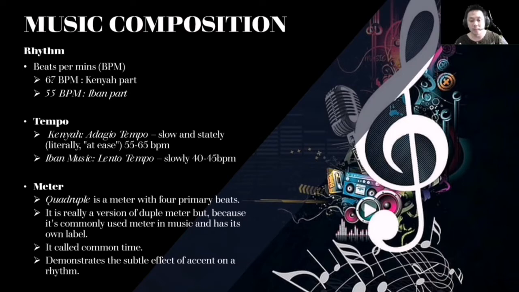We're using quadruple, a meter with 4 primary beats. It is literally a version of simple quadruple meter, but because it is the most commonly used meter in music, it has its own level. It is also called common time. It demonstrates the subtle effects of accent on a rhythm.